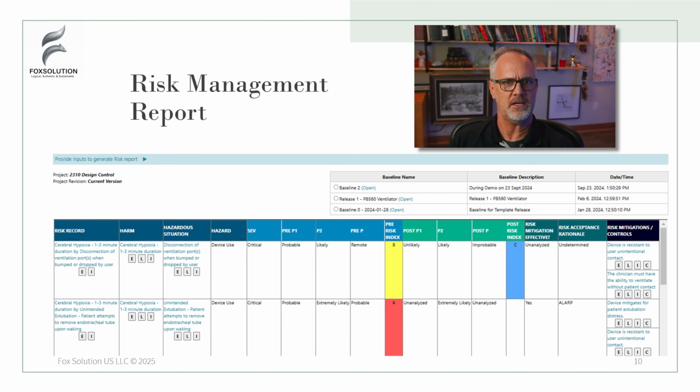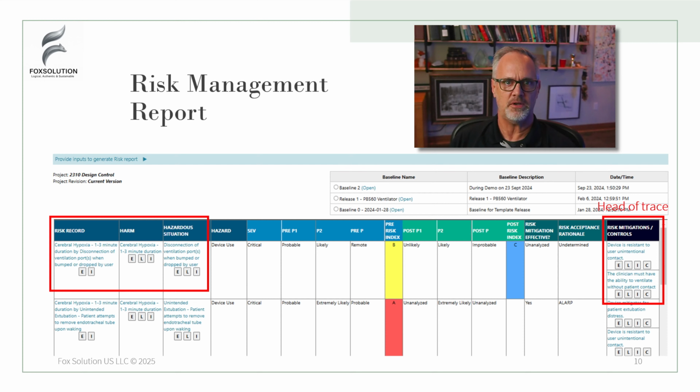Now, when we do this traceability, as I described before, the reporting structure looks like this. Essentially we have the risk record, the harm, and the hazardous situation. We've defined the hazard as an attribute of the hazardous situation. We have the severity that comes from the harm, the pre-mitigation P1 and the post-mitigation P1. So we cross P1 to P2, we get P, and then we cross P with the severity of the harm to get this risk index. And that's what the yellow and red boxes are saying: we have a medium level risk, we have a high level risk associated with this line.